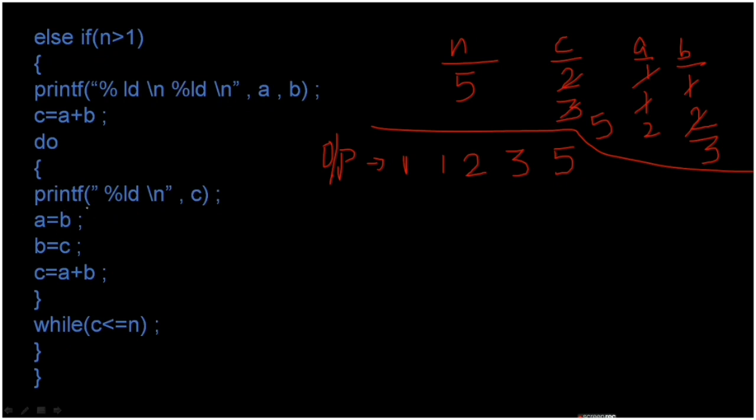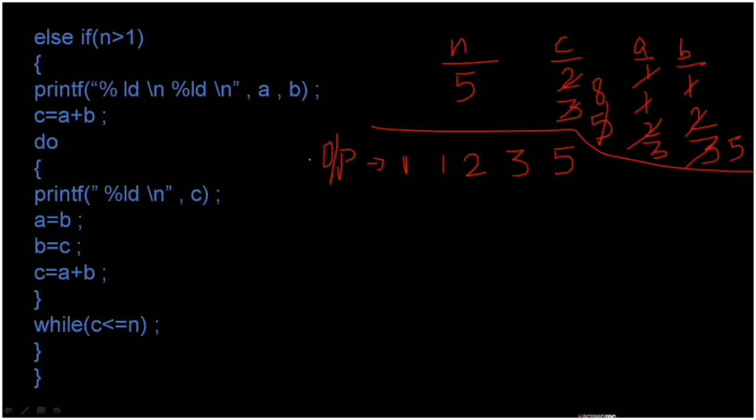Now again we will store the B value, that is 3, in the A and C value in the B. So C is 5, so we will store 5 in the B. Now C is equal to A plus B, 5 plus 3, that is 8. 8 is stored in C. So while 8 is less than or equal to n, 8 is less than or equal to 5, the condition is false. It will come out of the loop and it will print 1, 1, 2, 3, 5.